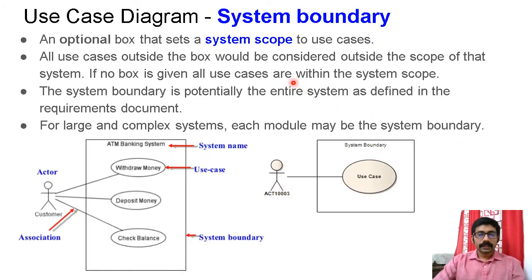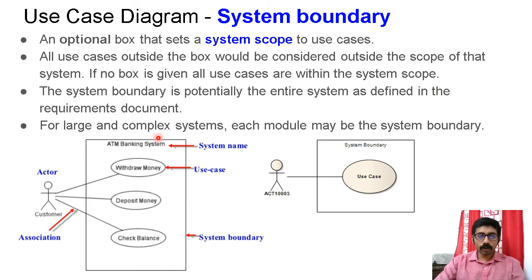Next thing is system boundary, an optional box that sets the system scope to use cases. All use cases outside the box would be considered outside the scope of that system. If no box is given, all use cases are within the system scope. That is a default behavior. If system boundary is not specified, all the use cases will be within the system scope.